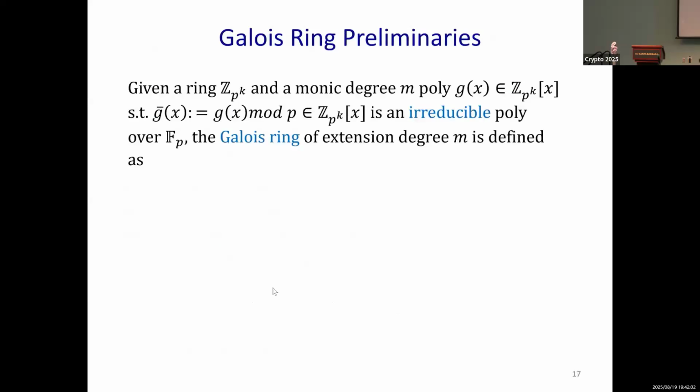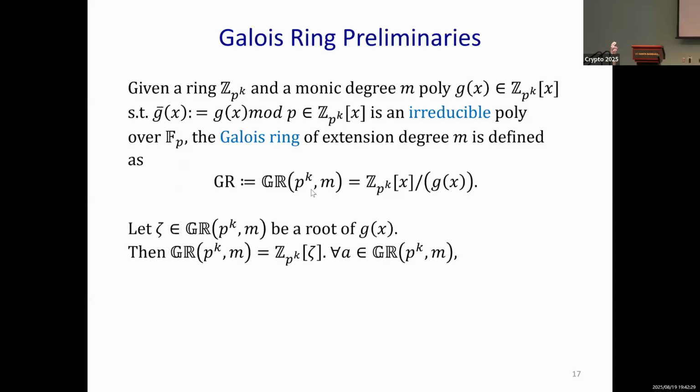Next, we recall some preliminaries of the Galois ring. Given a degree m polynomial G(x) such that G(x) mod p is an irreducible polynomial over F_p, the Galois ring of degree m is defined as Z_{p^k}[x] mod G(x). Let zeta be a root of G(x). Then any element A of the Galois ring has a unique representation in this form with respect to zeta.